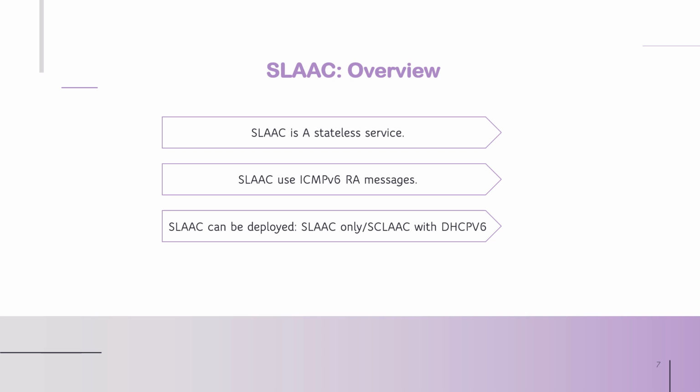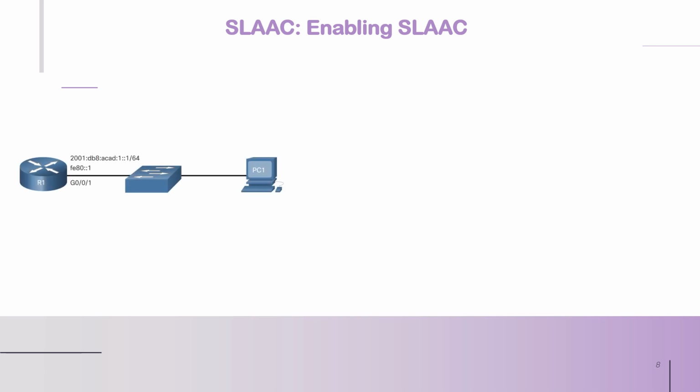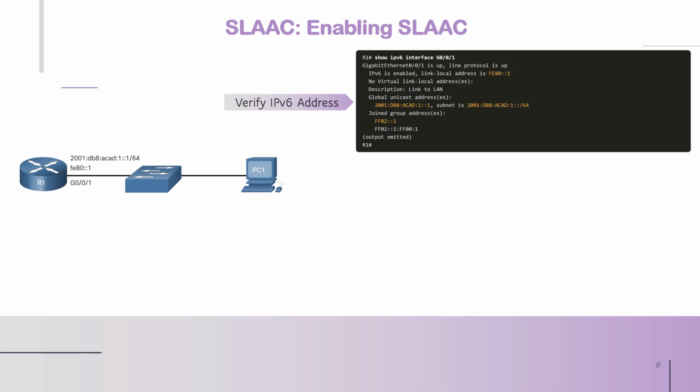So now we need to do the enabling of stateless auto configuration in the router. How can you do that? For this, we will be referring to this topology to see how stateless address auto configuration is enabled to provide stateless dynamic global unicast allocation. The first thing that we need to do is to verify the IPv6 addresses. So in the router, by using the show ipv6 interface command for GigabitEthernet 0/0/1, we will have the display of the current settings of this interface.